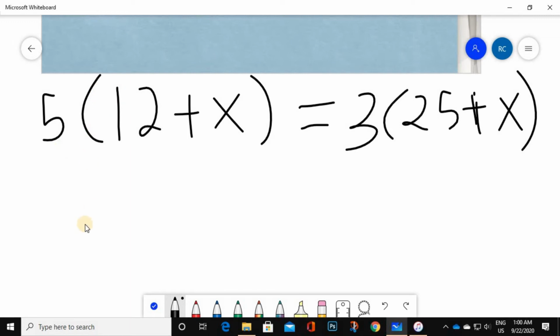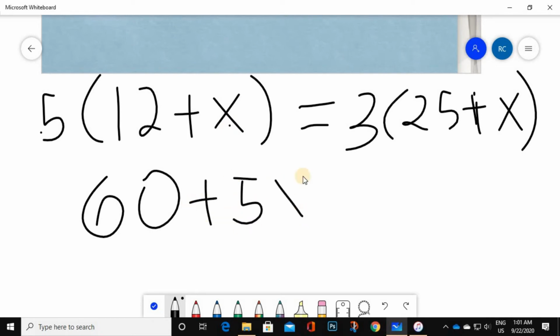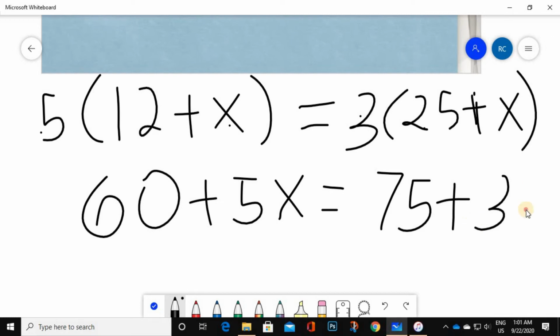Right? The 5, we distribute to 12. So, 5 times 12 is 60. Then, the 5, we distribute to x. So, it becomes plus 5x. Okay, we are done with the left side. Then, on the right side, the 3, distribute to 25. So, 3 times 25 is 75. Plus, the 3, distribute to x. So, 3 times x, or 3x.